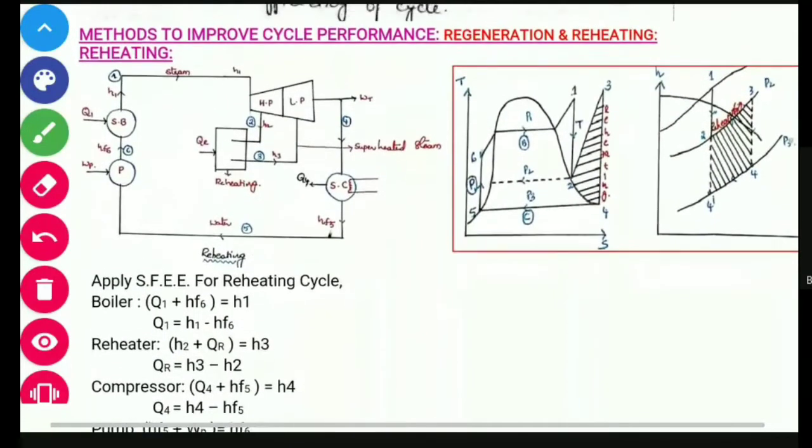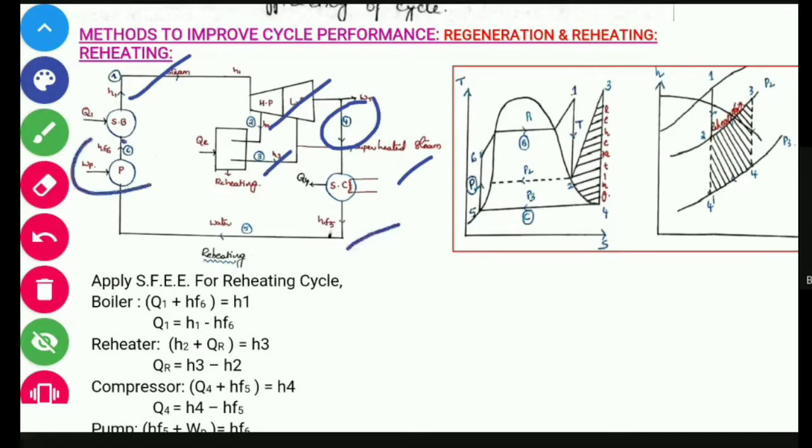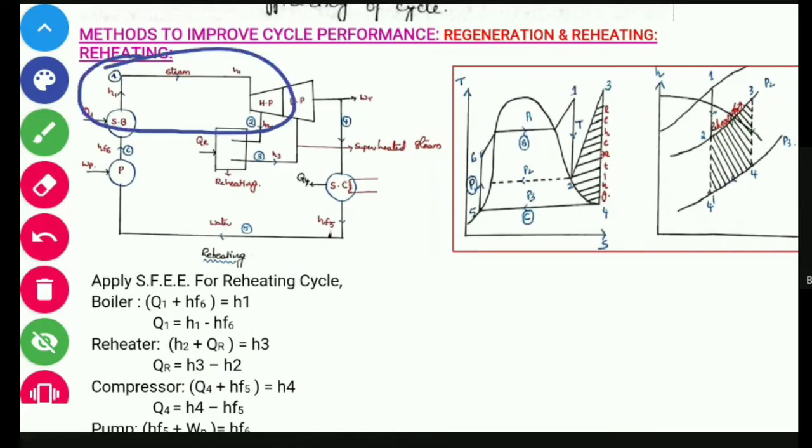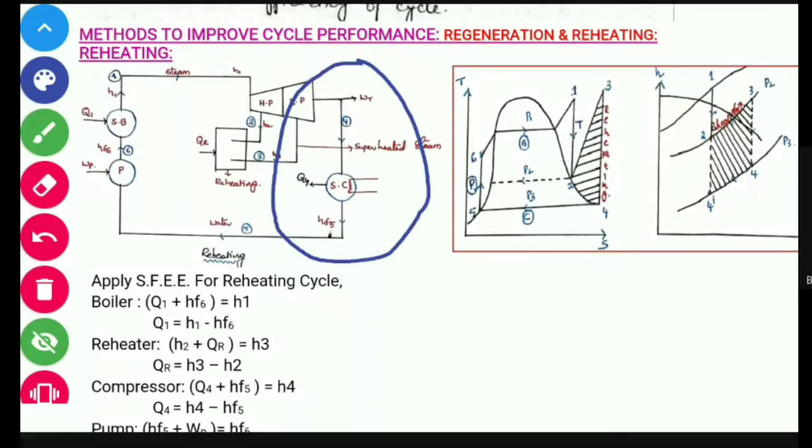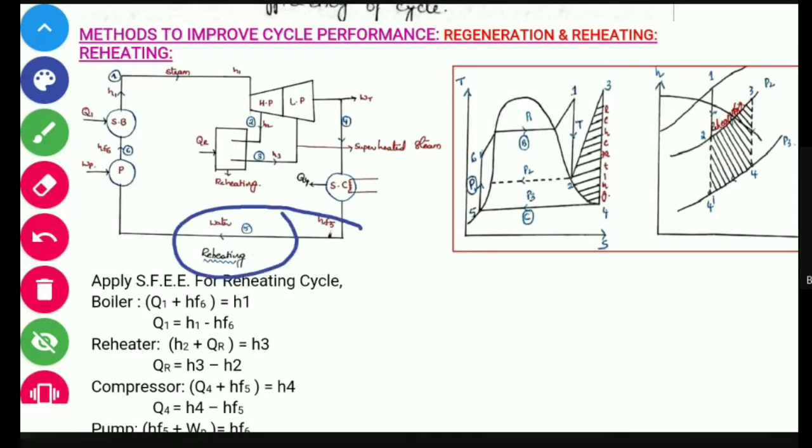Here we are giving the namings like H1, 2, 3, 4, 5, and 6. In the Rankine cycle, there is only numbering 1, 2, 3, 4. But here, between the steam boiler and the turbine, the naming is 1. After that, the high pressure stage and reheater, that is 2. For the reheater and low pressure, that is 3. After the low pressure turbine and steam condenser, that is 4. And again, between the steam condenser and pump, that is 5.